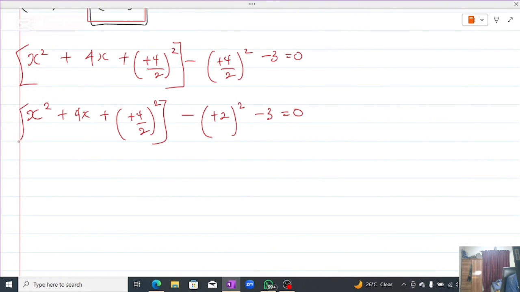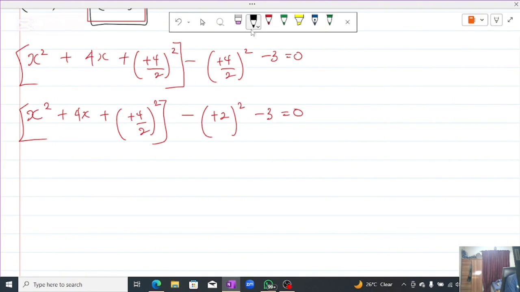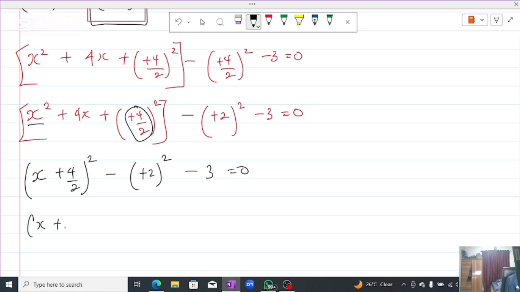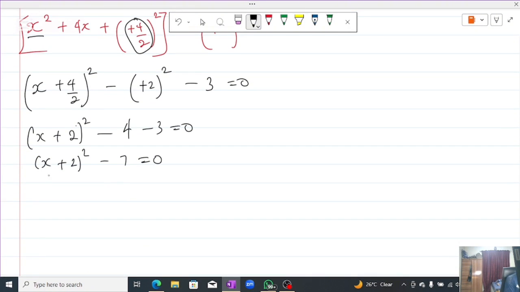Now remember that I said you can complete the square in a short way. How can you complete this square in a short way? Just pick one of these x terms and take the value inside here, then you have plus 2 squared minus 3 equal to 0. So you have x plus 2 squared minus, if you square this, you have 4, minus 3 equal to 0. Then you have x plus 2 squared minus 7 equal to 0. Now, you've already completed the square.